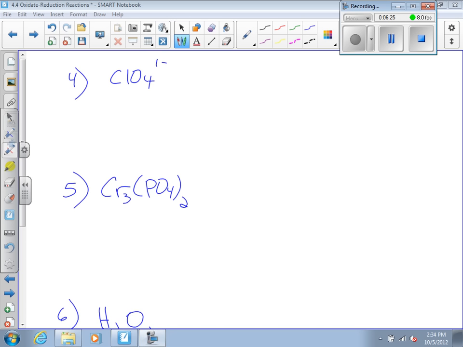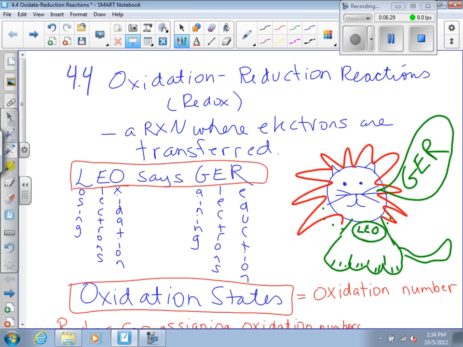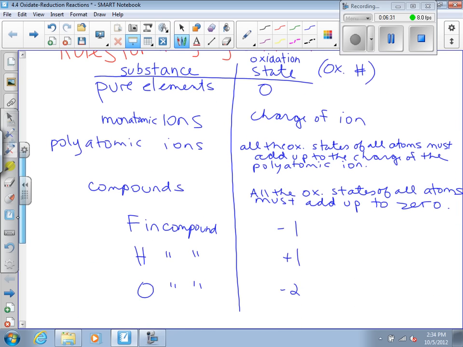We've got two different elements in there, and the charge is -1. So let's check our rules over here. And our rules, polyatomic ions: all the oxidation states of all the atoms must add up to the charge of the polyatomic ion. So when we add up all of the atoms, the total of all the oxidation states must add up to -1. And what else?